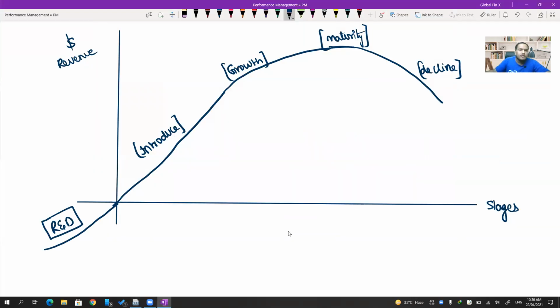It should be dollar profit, not revenue. You won't have negative revenues. You can only have negative profits, which are called losses. Okay. So initially you'll have losses at the research and development phase. Then slowly you'll start gaining profits, and then your profits also start declining after a point of time in the future.